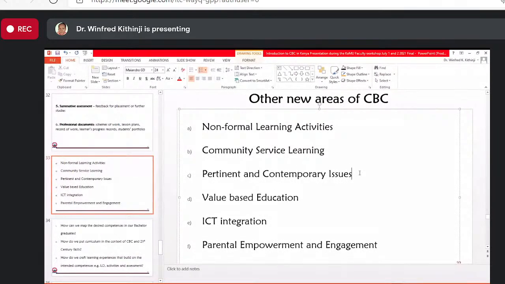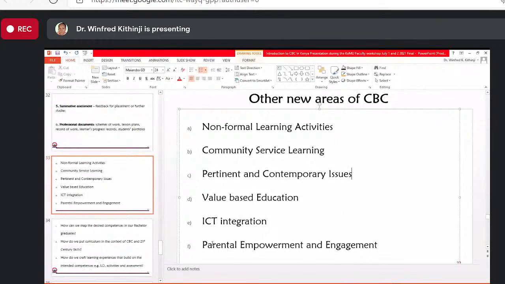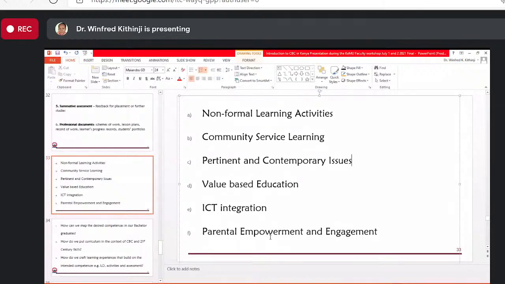There are also pertinent and contemporary issues that have been infused in the curriculum. This is why we keep talking about the emerging issues of life skills, issues of drug and substance abuse, lifestyle diseases. All these things have been infused in the curriculum, and they are part of the learning. They are not separated. Then there is value-based education, which I've mentioned. There is ICT integration, and then parental empowerment and engagement.